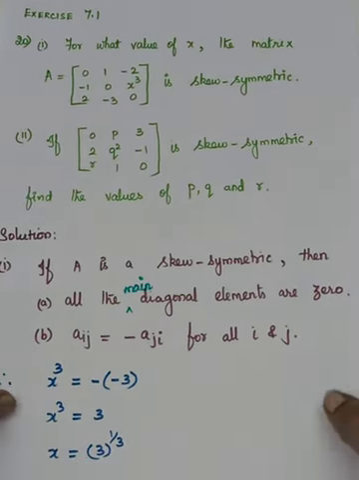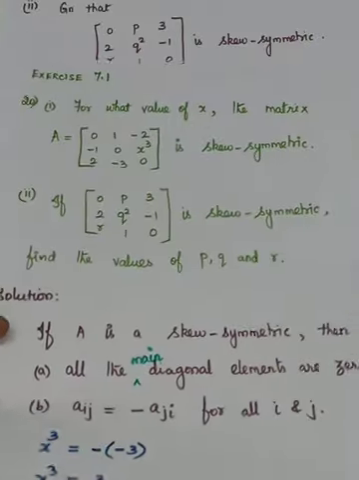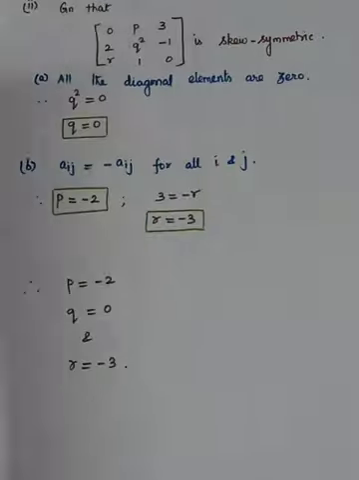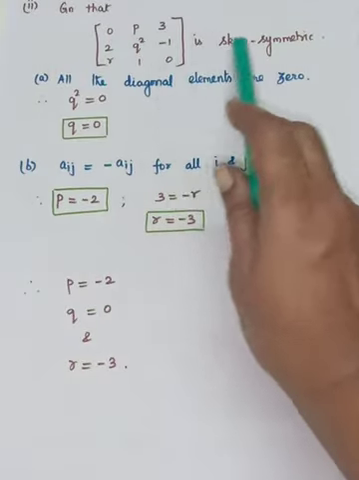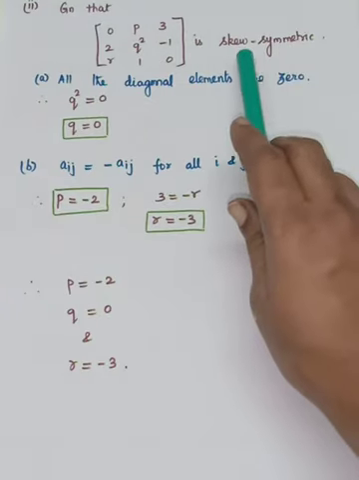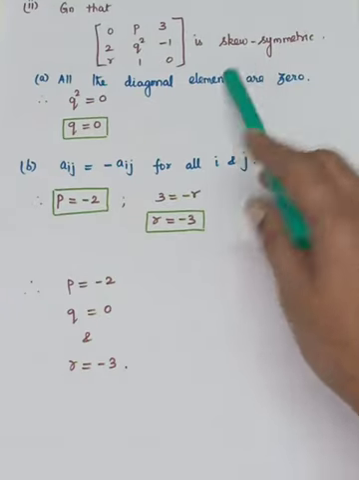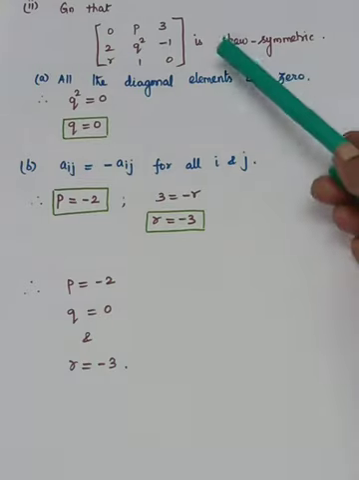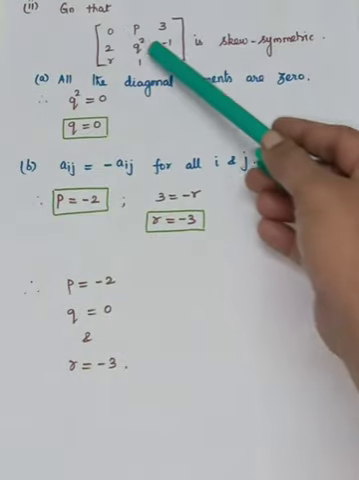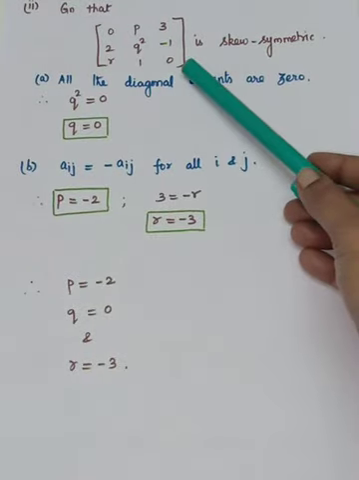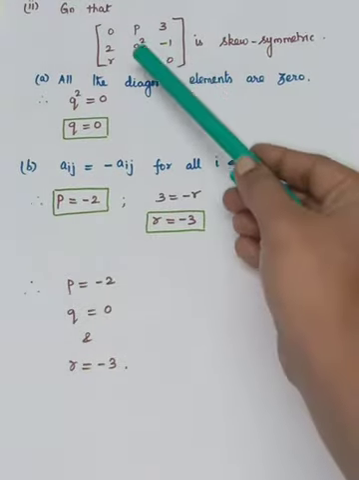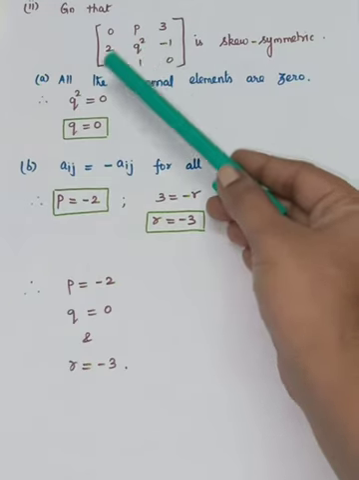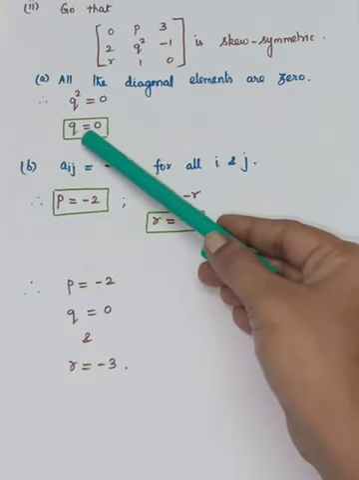Coming to the second subdivision, this matrix is given as a skew symmetric matrix. Skew symmetric means, by definition, A transpose is equal to minus A. Here we know the result: in a skew symmetric matrix, all the main diagonal elements are 0. Therefore Q squared should be 0. So Q is equal to 0.